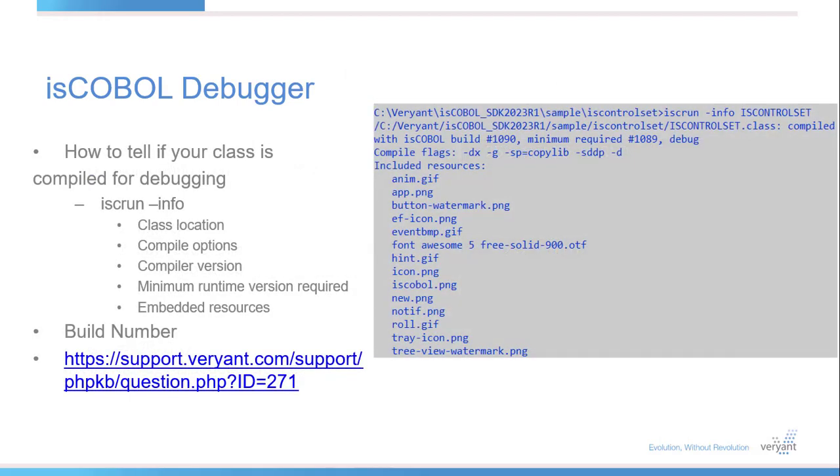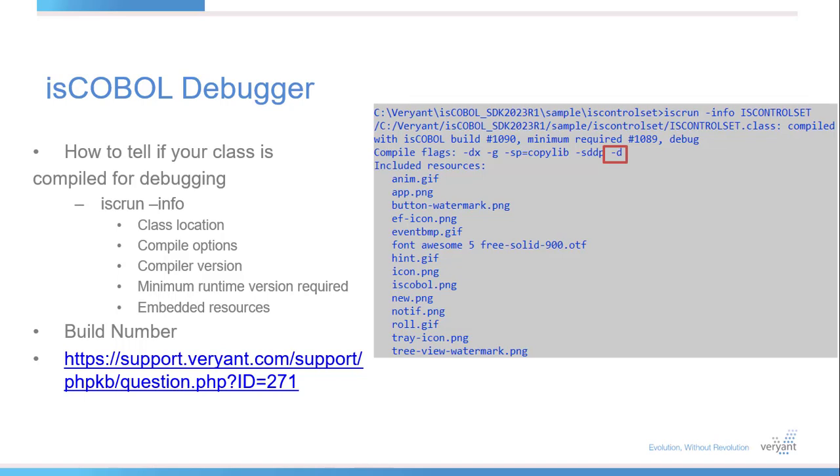Besides that larger size, you can tell if your class has been compiled for debug by running iscrun --info. That will report important information about the class, including if it's compiled for debug and if the DX flag was used. In this screenshot, you can see that the isControlSet.class is compiled for debug, and I used the -DX compile flag, and the -D was added automatically because I used the DX.